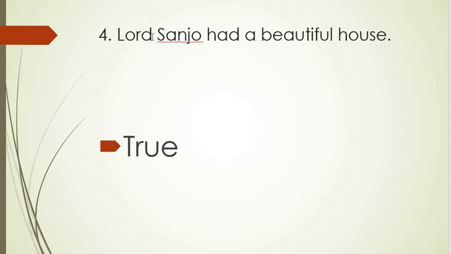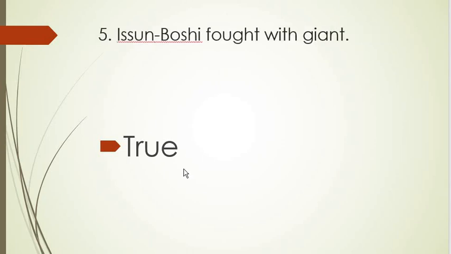So I repeat it for you once more, so that you can write it down. Lord Sanjo had a beautiful house. The statement is true. He had a beautiful house. One more time I'll repeat. Lord Sanjo had a beautiful house. The statement is true. I hope by now you have written it, because I am repeating it twice or thrice. That is sufficient for you.